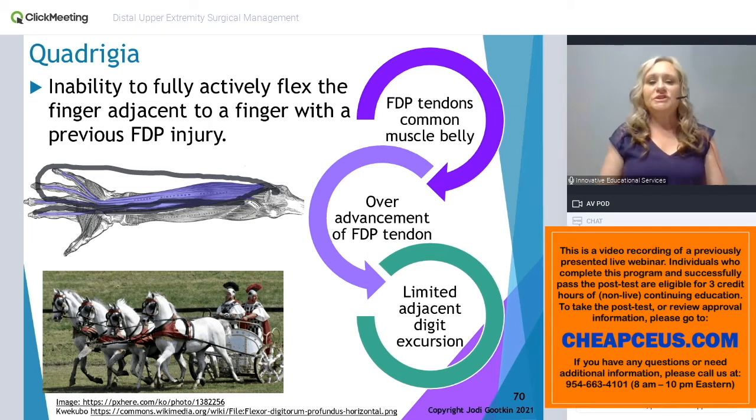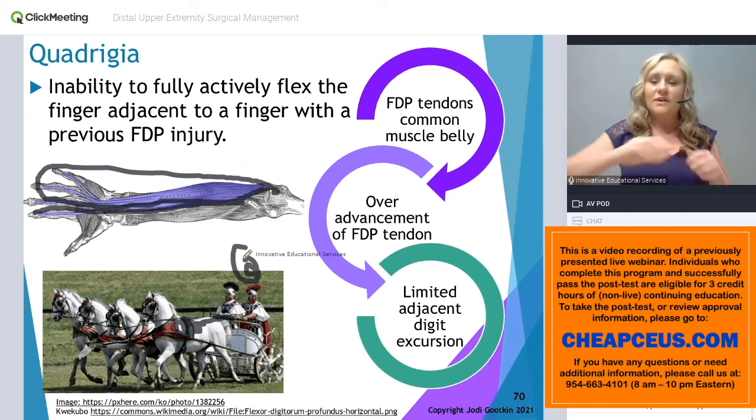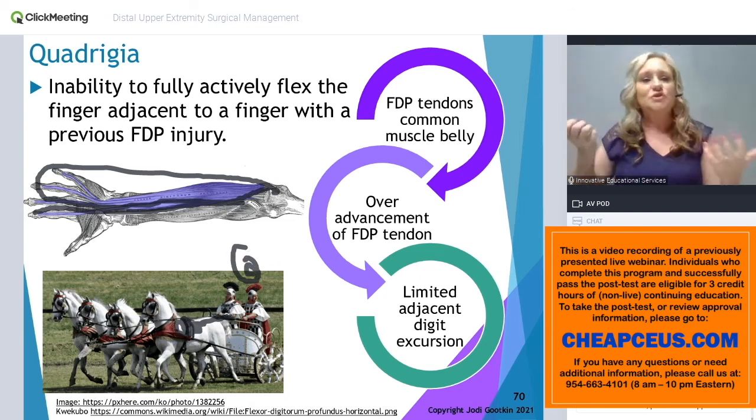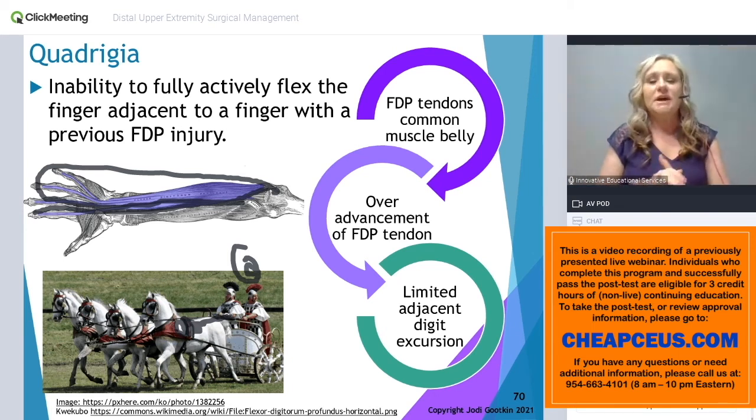So when you see quadriga, it's the finger adjacent to the one where surgery was that is unable to develop that tension of flexion. The reason this happens is if you think of a chariot with all of the reins coming out, if the rein was shortened on one of the horses, they're just going to be going in a circle. Even though the other reins are longer, they're obligated to go where the shortest one is going. So this tends to happen in patients. If you notice it post-operatively, it would be something that you need to let the physician know, because it has to do with inappropriate tensioning of the flexor digitorum profundus that was healed.